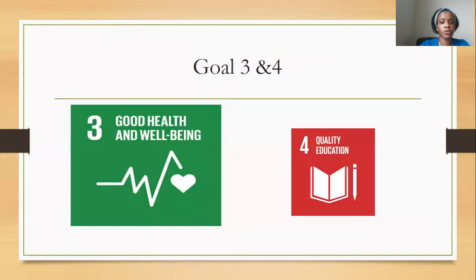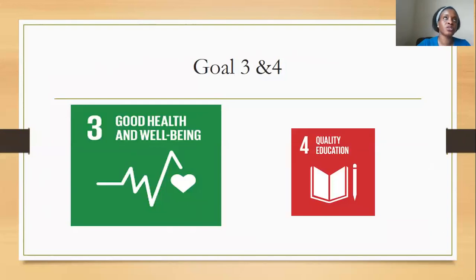Goal number 3, good health and well-being. Again, how can we use technology to ensure good health, accessible healthcare, accessible infrastructure that will support good health and well-being? And please don't think of good health and well-being as just physiological health, but also your mental and emotional health is important. So again, how can we use technology to ensure that we have good mental health and emotional well-being?